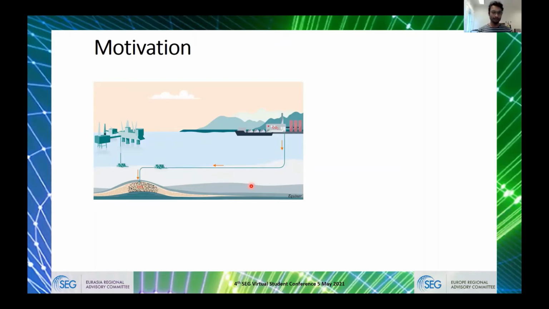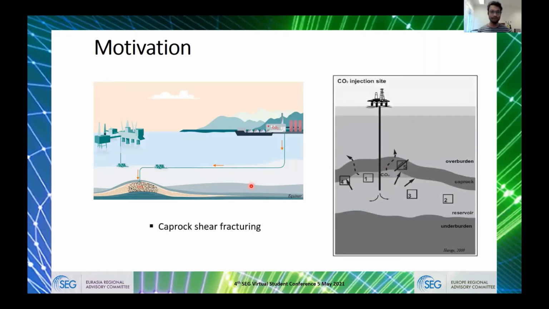But just think about it. If we inject something into a confined aquifer, there might be some consequences. For example, cap rock shear fracturing could occur, or there is the possibility of reactivating the faults. So we may have leakage. In that scenario, the CO2 plume will migrate upward into the overburden. That's why overburden characterization is very important.